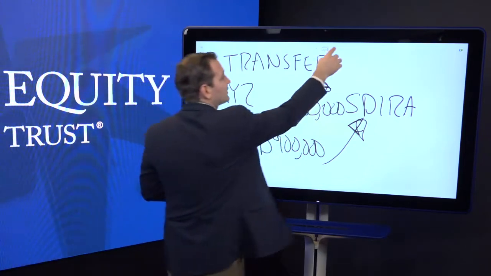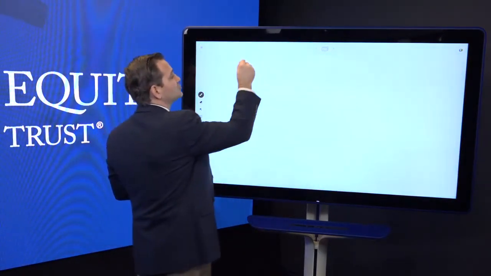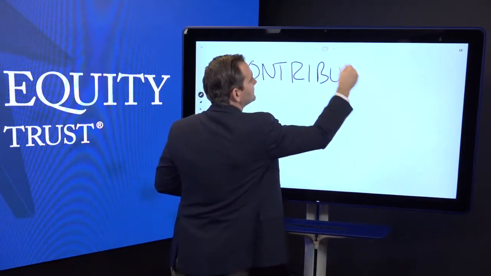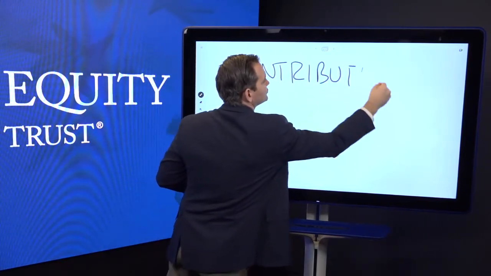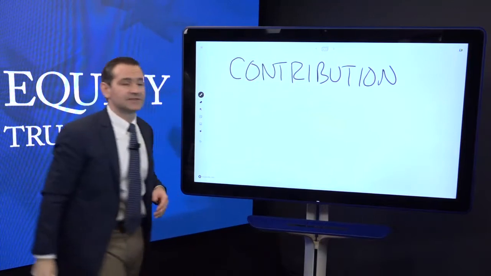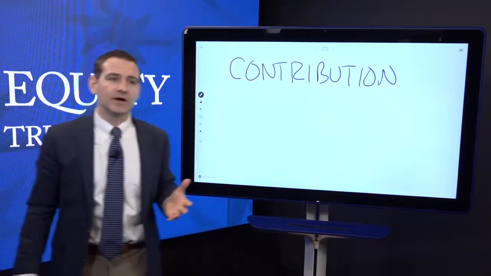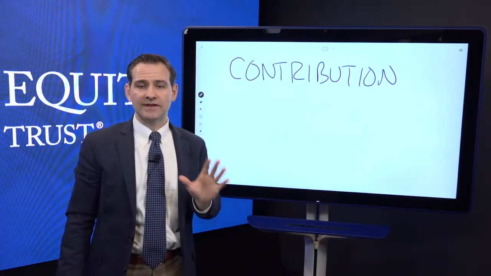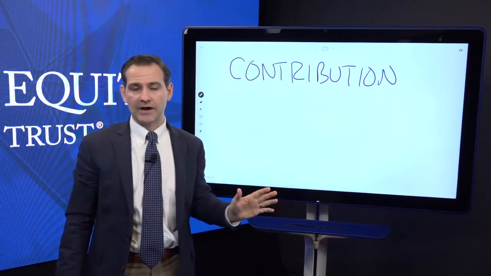All right, so that's a transfer. The next is a contribution. So this would be out of pocket. Now, self-directed traditional IRAs and self-directed Roth IRAs have different rules in terms of contributions. And that's not just self-directed, that's any IRA for that matter.